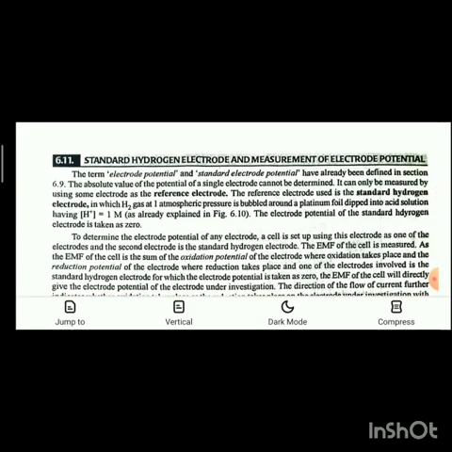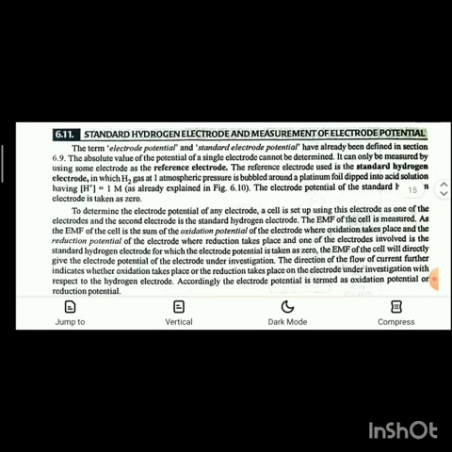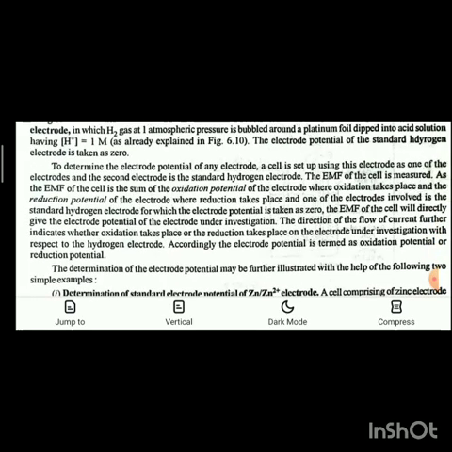Now the next topic is the standard hydrogen electrode and measurement of electrode potential. The terms electrode potential and standard electrode potential have already been defined in the above sections. The absolute value of potential of a single electrode cannot be determined. It can only be measured by using some electrode as the reference electrode. The reference electrode used is the standard hydrogen electrode, in which H2 gas at 1 atmosphere pressure is bubbled around a platinum foil dipped into an acid solution having [H+] = 1 molar. The electrode potential of the standard hydrogen electrode is taken as 0.